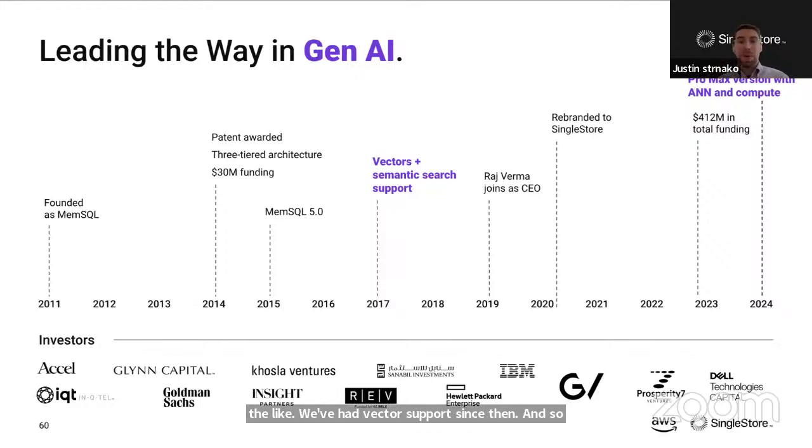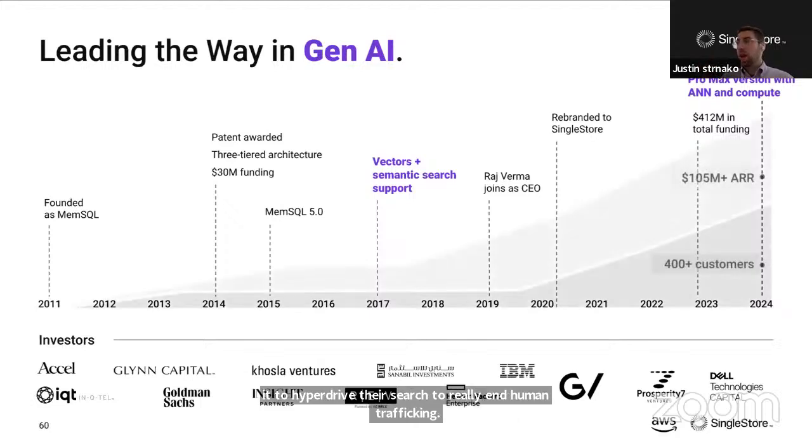One was an incredibly large bank, and the second was a company called Thorn, which helps fight human trafficking throughout the world. With that speed, that simplicity, and more importantly, that vector support, they were able to not just continue, but push into hyperdrive their search to really end human trafficking. And the last piece is really this.